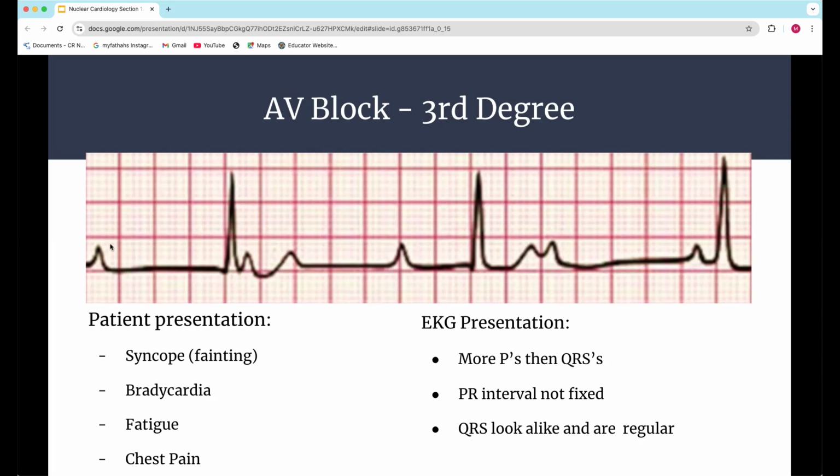If I took my calipers and I measured from P to P, I'd be able to walk that out and measure P to P the same, P to P the same, P to P the same. If I did the R to R interval, I'd be able to measure the R to R and it would be the same. So you can see that they just totally disassociated and done their own rhythm altogether, okay?